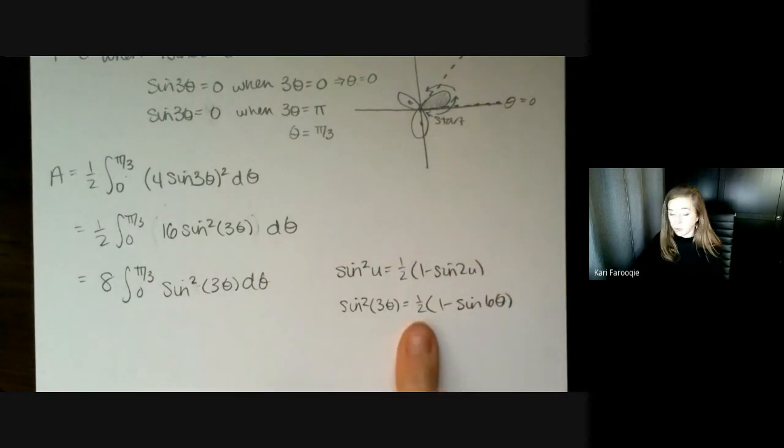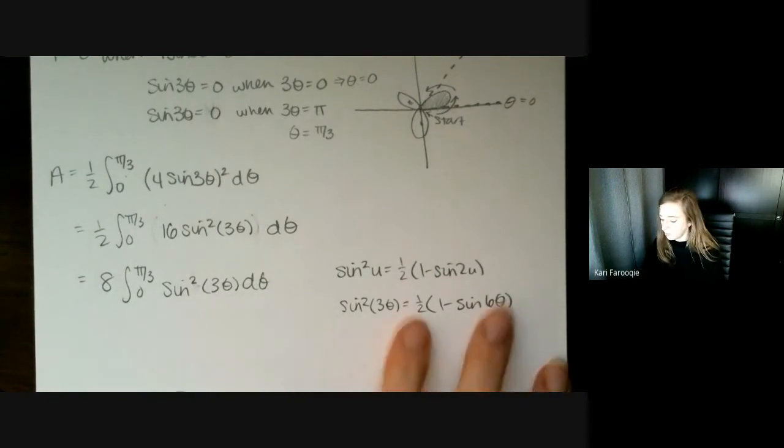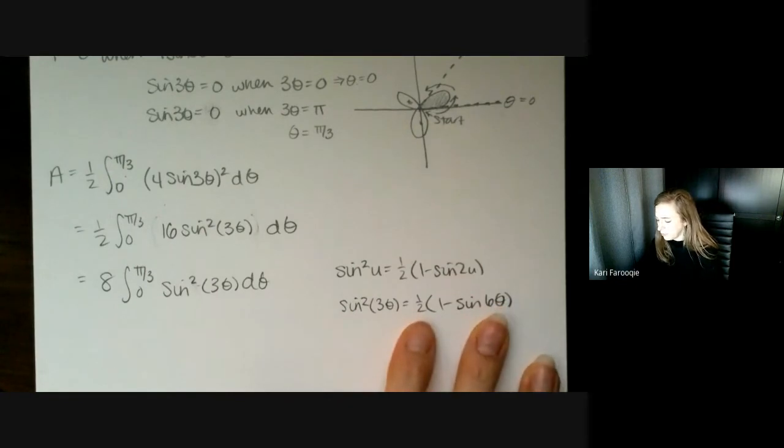Whatever you do, you cannot multiply this 1/2 into the 6. Be careful there. It's not going to be 1/2 minus sine 3 theta. Don't do that.